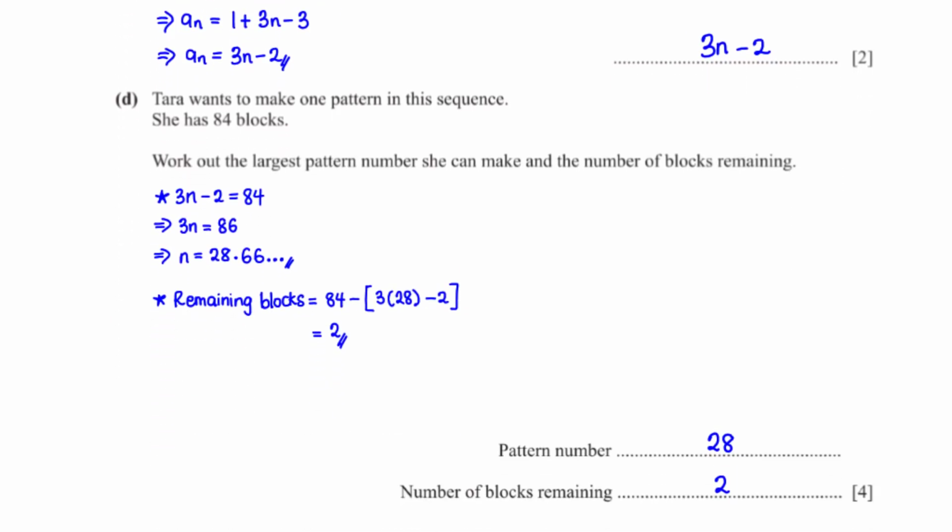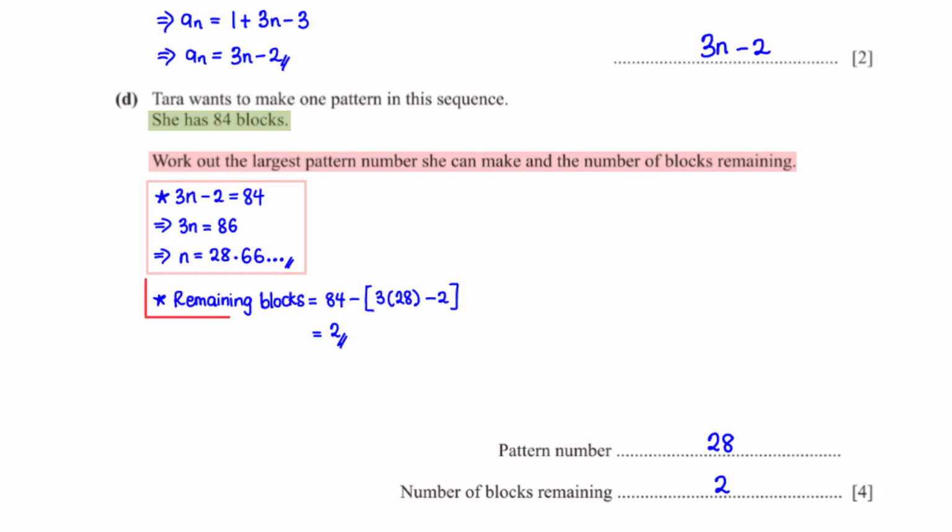Tara wants to make one pattern in this sequence. She has 84 blocks. Work out the largest pattern number she can make and the number of blocks remaining. To get the pattern number she can make with 84 blocks, we equate 3n minus 2 to 84. When we add 2 to both sides, we have 3n equals 86. When we divide both sides by 3, we have n equals 28.66. This means the largest pattern number she can make with her blocks is 28.